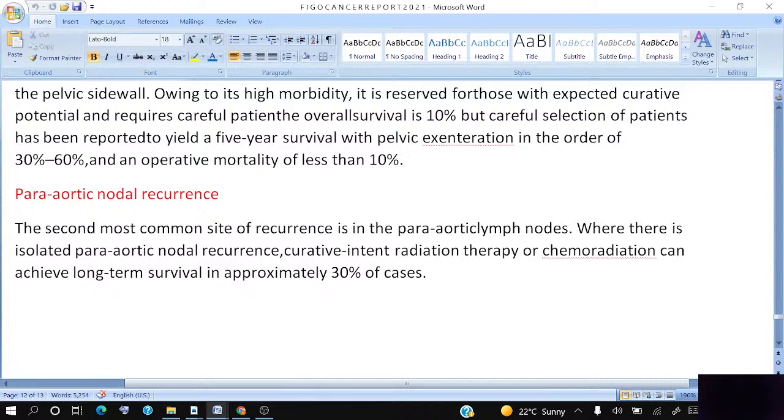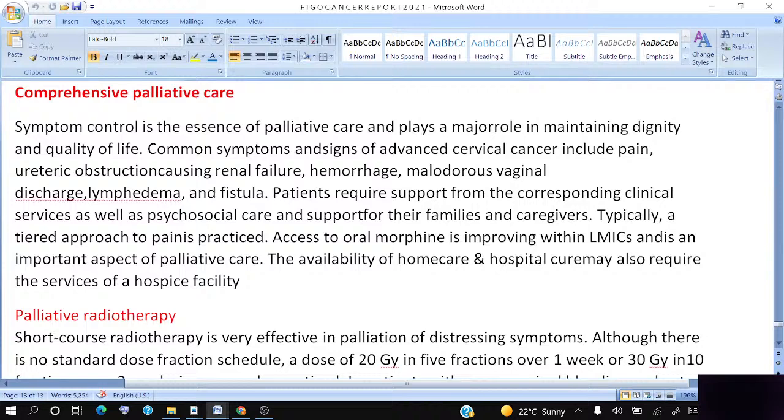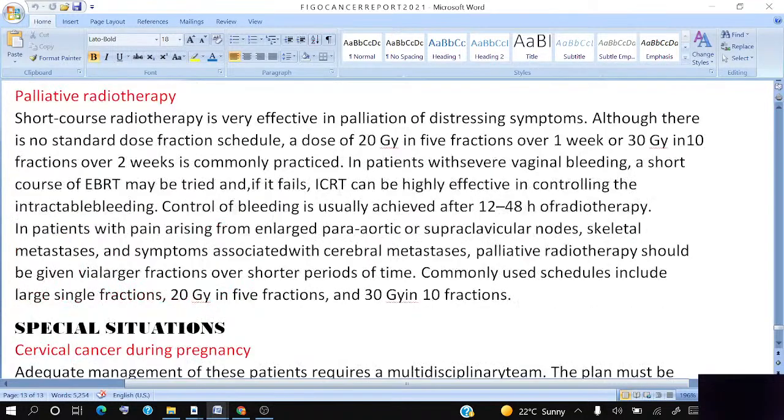Especially here, para-aortic node recurrence can occur; they said the most common recurrence is found in the para-aortic lymph node. This is approximately 30% of cases with long-term chemoradiation. And palliative care will go as symptomatic care, according to the quality of life and the involvement and damage to structures, and we have to manage accordingly with palliative treatment.